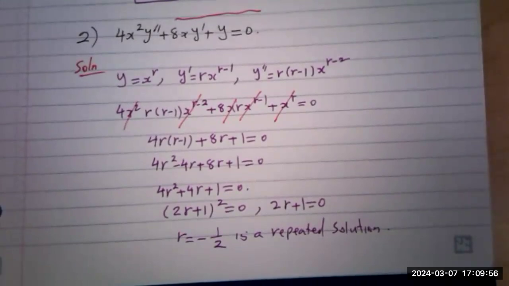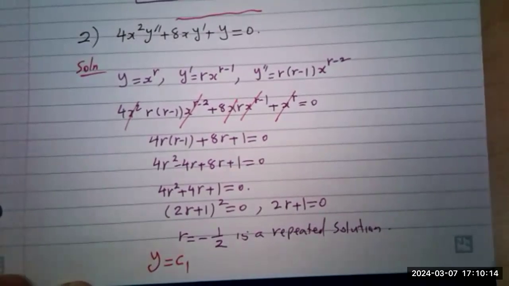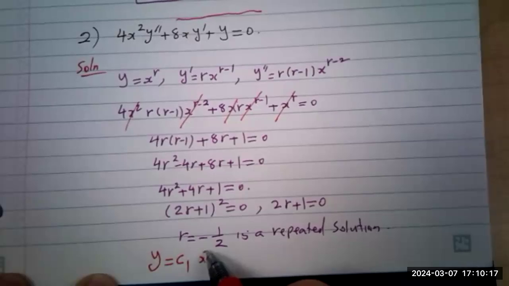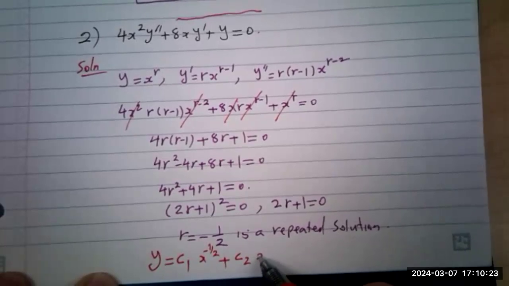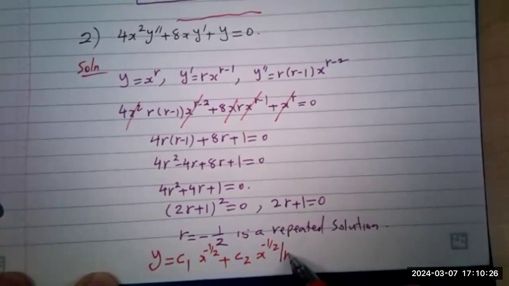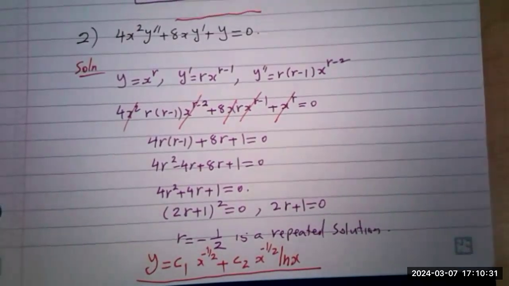We know that in this case, the solutions are x to the r as one of them, and x to the r times ln x as the other. Here r is negative half. So y equal to c1 x to the negative half plus c2 x to the negative half times ln x, because of the repeated solution. For a repeated solution, given the first solution x to the r, you can use the reduction of order formula to find the other one.